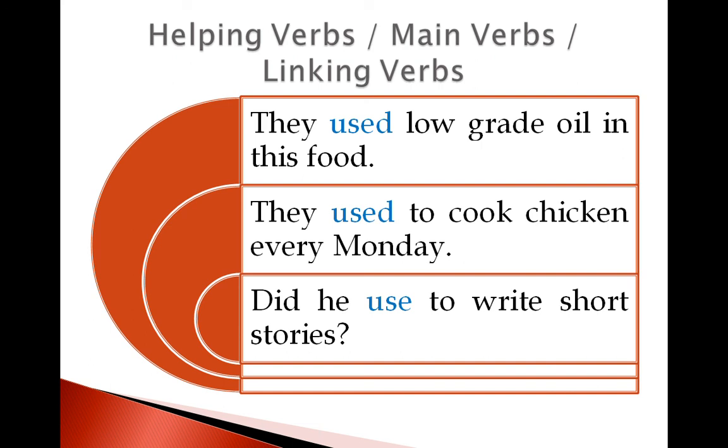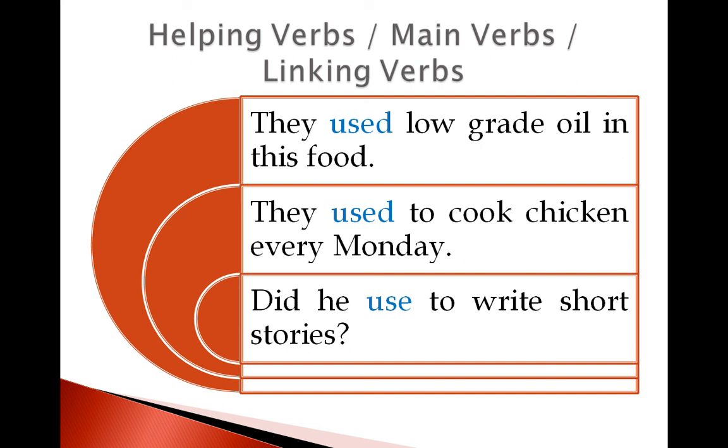They used to cook chicken every Monday. They is the subject, used has to be classified. There is to cook after this. Generally, to plus the first form of the verb is an infinitive, and it does not function as a verb in a sentence, but used to is one of those four exceptional cases where to is a part of the auxiliary. So the correct analysis of this sentence is they is the subject, used to is a helping verb, and cook is the main verb.